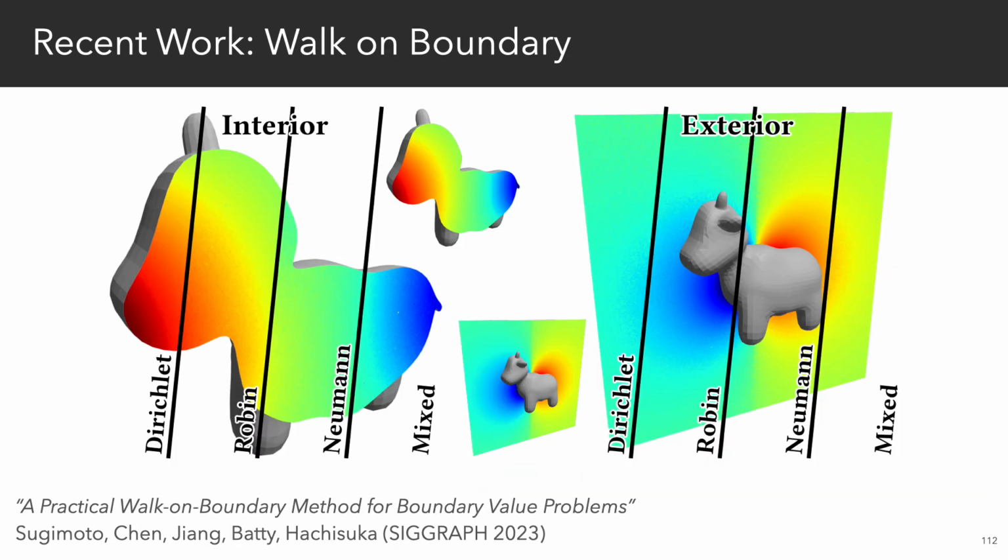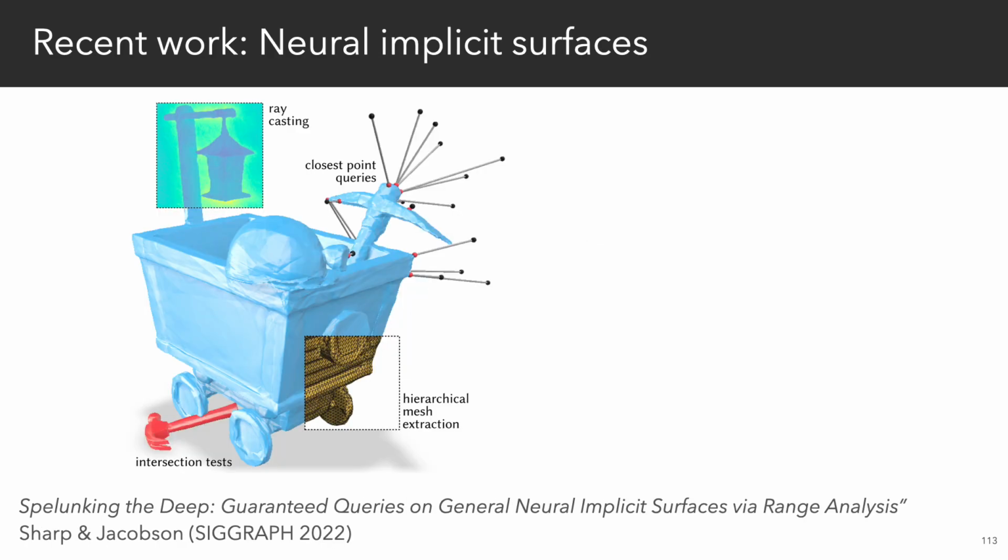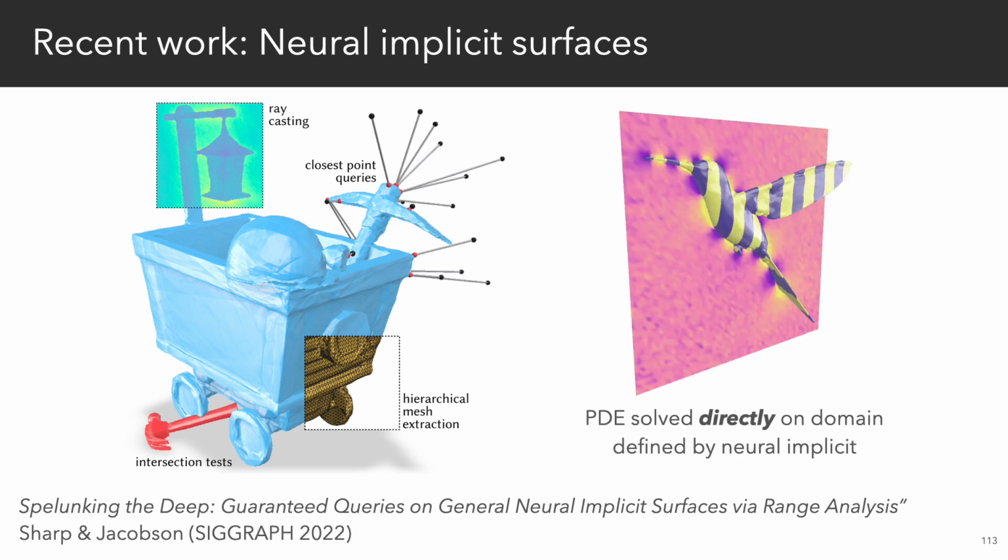There's also an exploration of the walk-on boundary method at SIGGRAPH this year, which provides richer boundary conditions compared to walk-on stars, but at the expense of higher variance. There's some really nice work on robustly performing geometric queries, such as ray intersections and closest points for neural implicit surfaces, which in turn lets you solve PDEs directly on neural implicits without needing to mesh them.